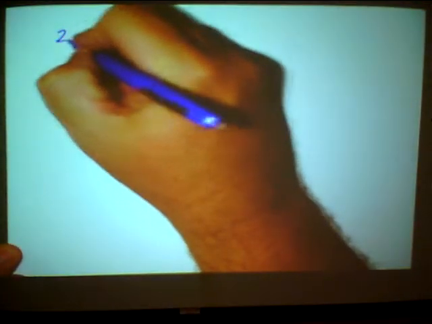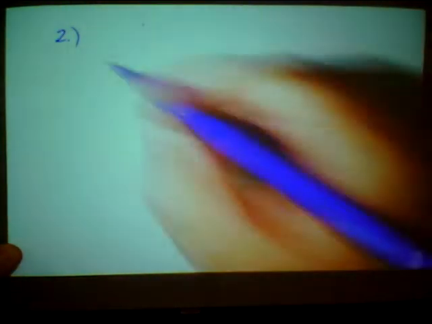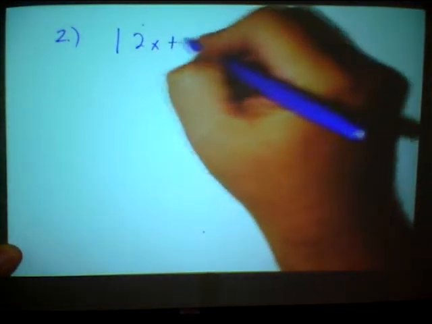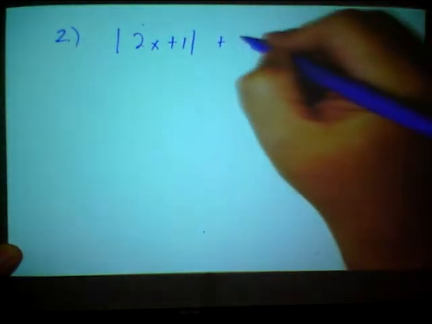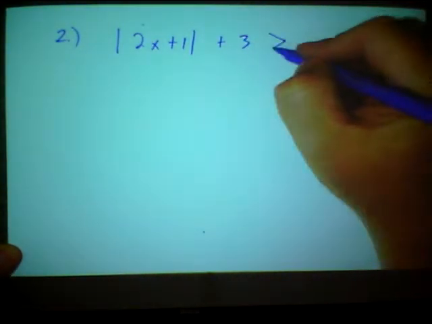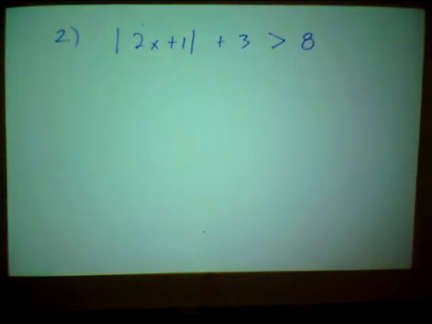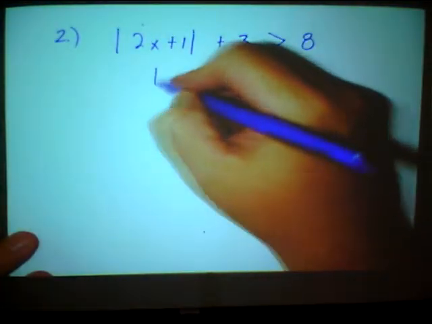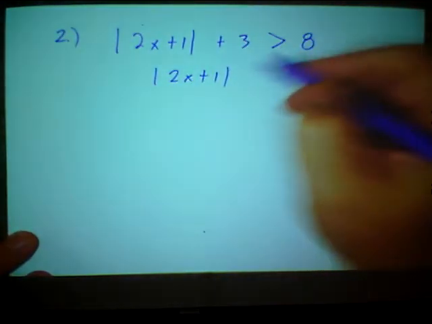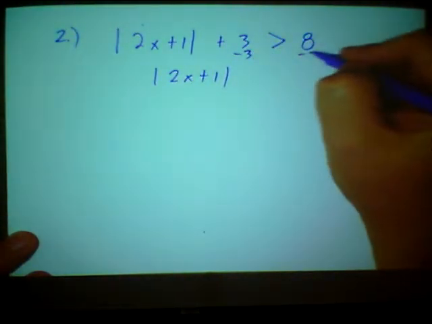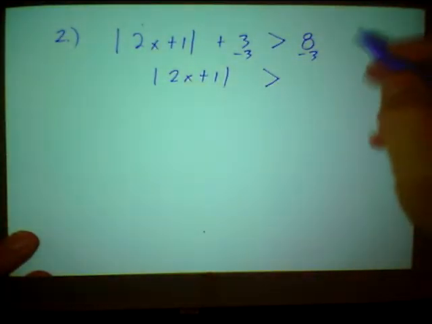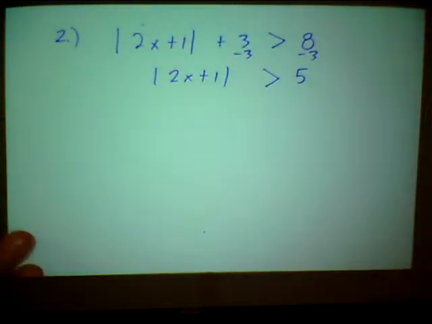Here's my second problem. Absolute value of 2x plus 1, plus 3, greater than 8. All right, follow the same steps. First, get the absolute value by itself. So I'm going to subtract 3 from both sides. When I do that, let me write it here just in case you're unsure. When I do that, I end up with absolute value of 2x plus 1 is greater than 5.